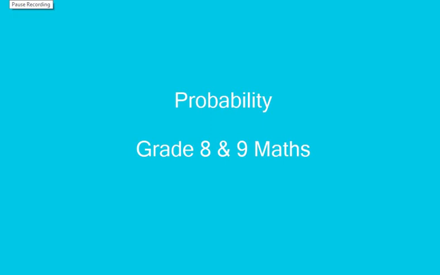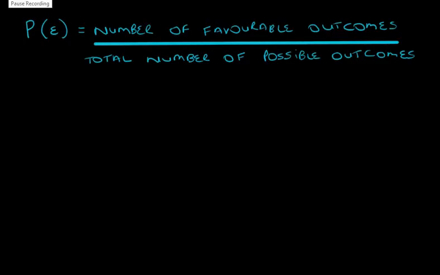Today we are going to be discussing probability for grade 8 and 9 maths. Now let's define probability. The probability of an event occurring is the number of favorable outcomes over the total number of possible outcomes. What does this mean?